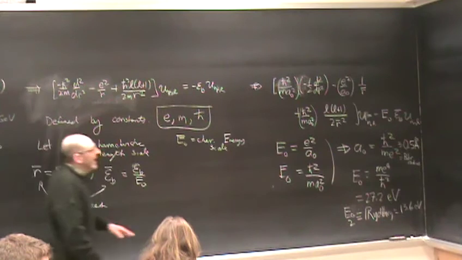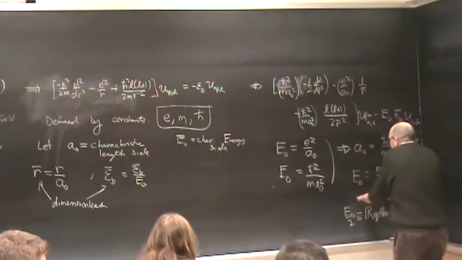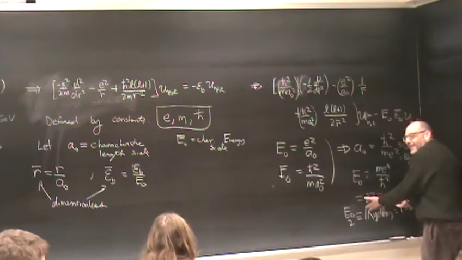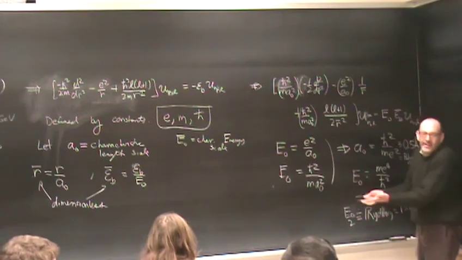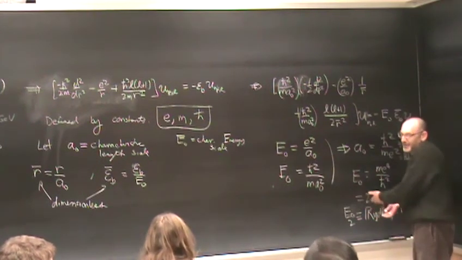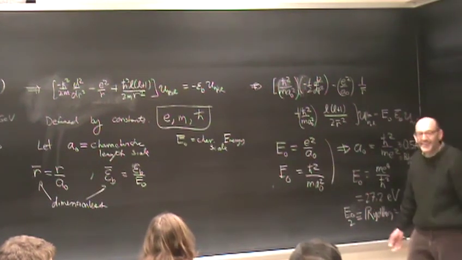I mean, it's still the case, even without E naught over 2, this is the right scale. A factor of 2, we're friends, it doesn't matter. You might think I'm not a friend, but anyway.